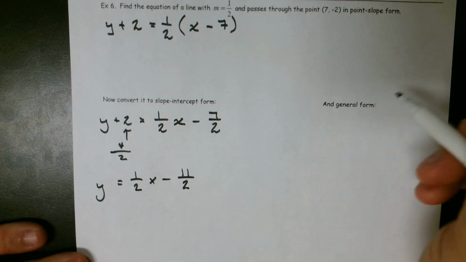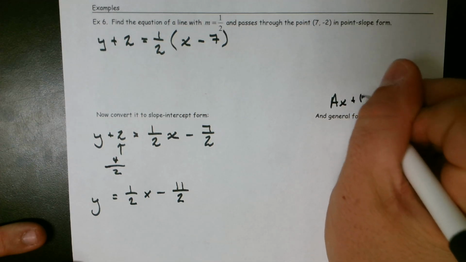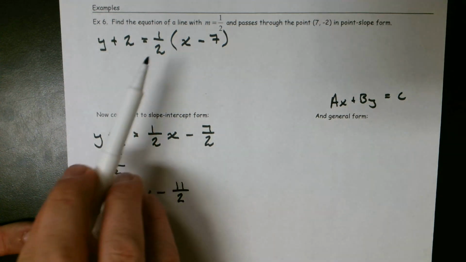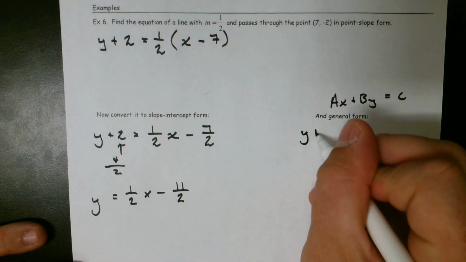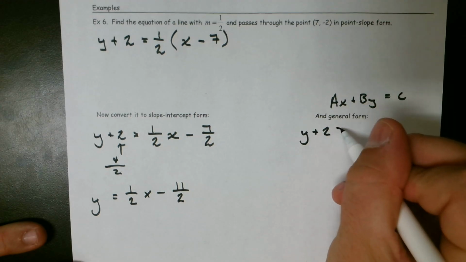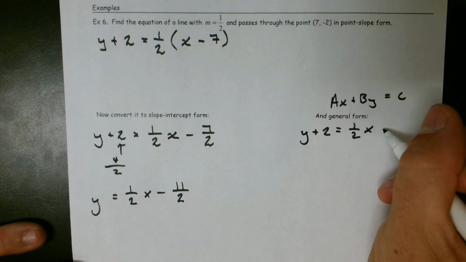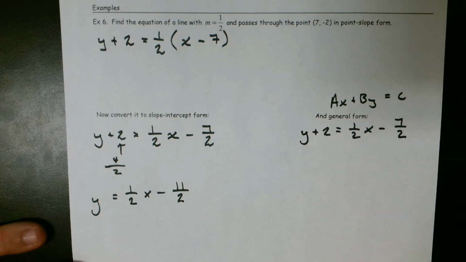Okay, now taking this and putting it in general form, remember that general form is ax plus by equal to c. I can easily take this and make it into this. First things first, I just have to distribute my 1/2 again. So I got 1/2 x minus 7 halves.